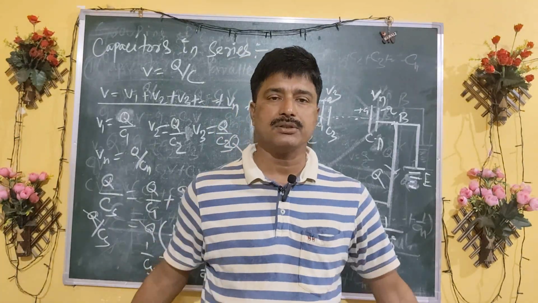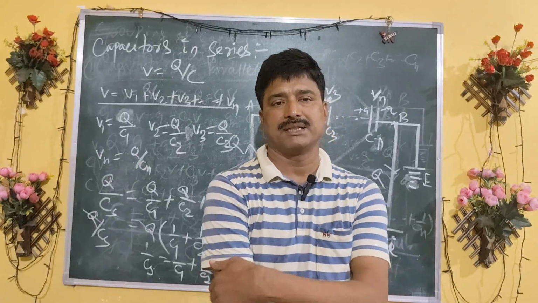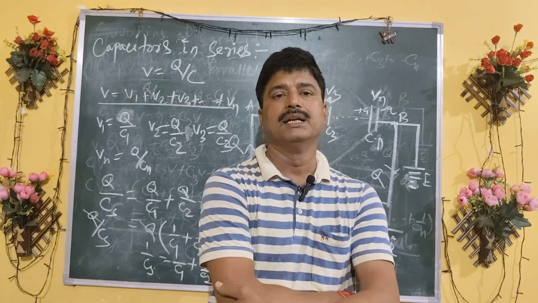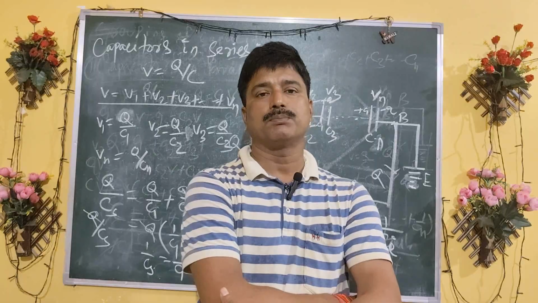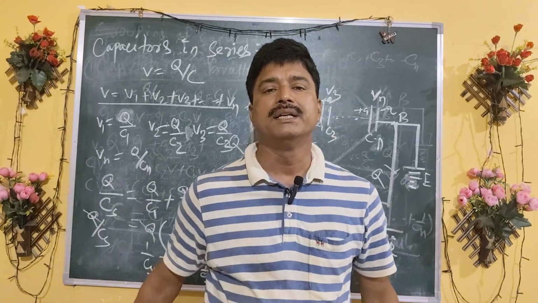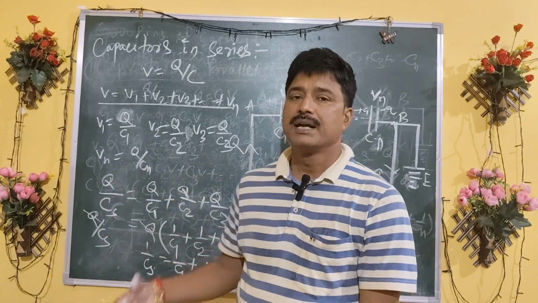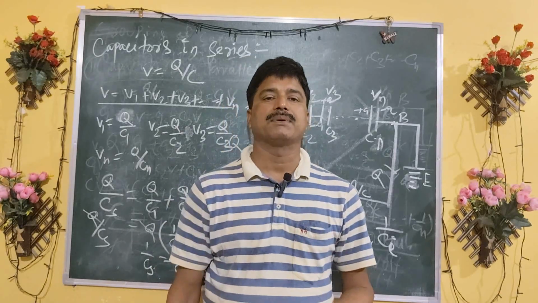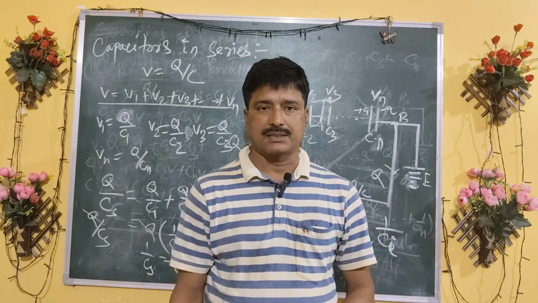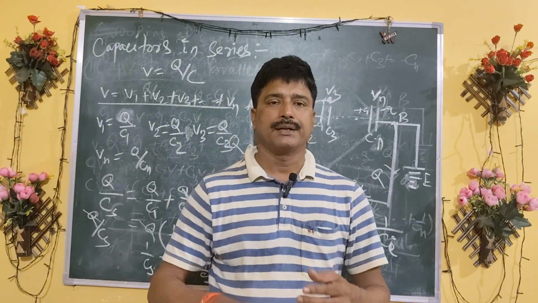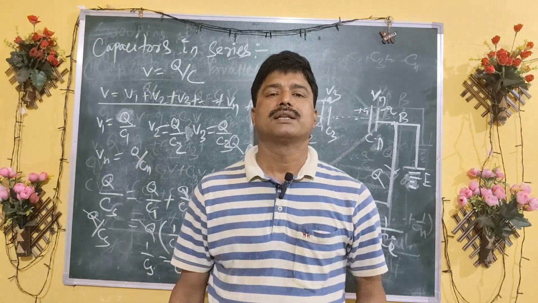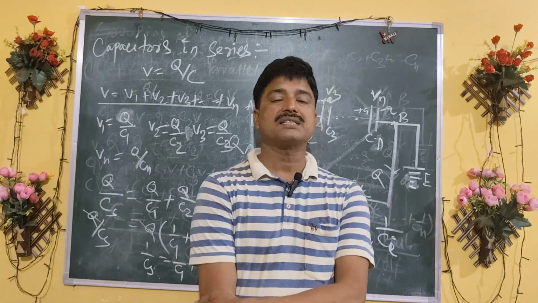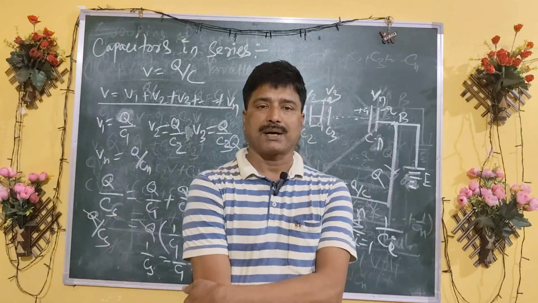In series connection we found 1 by C, that means the net capacitance, 1 by C is equal to 1 by C1 plus 1 by C2 plus 1 by C3 plus 1 by Cn. This is all about capacitors in series and capacitors in parallel connection. Go through this. After this class we will go to resistance in series and parallel connection.